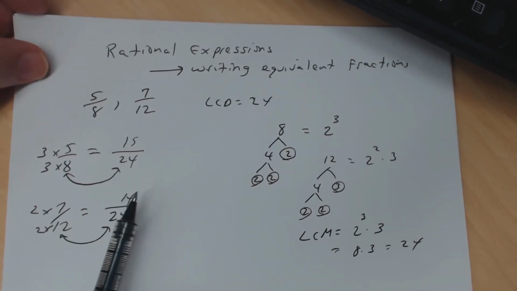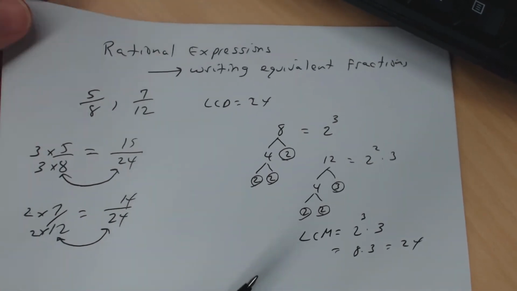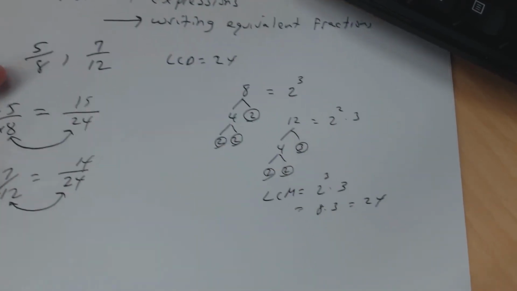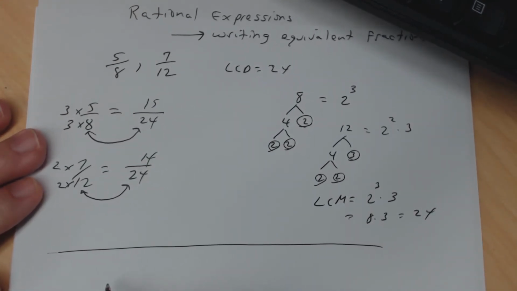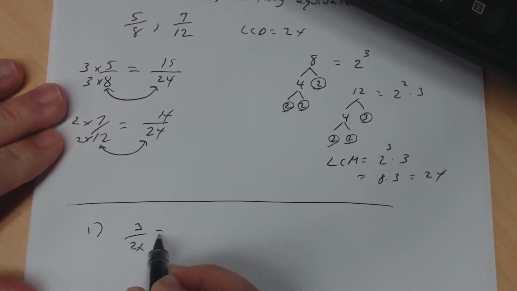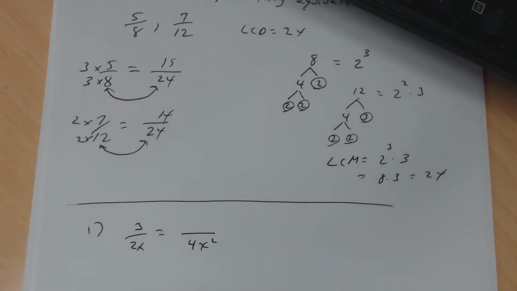Now, two semesters ago, all you dealt with were numbers, no variables at all. Now you're going to look at writing equivalent fractions for rational expressions that contain variables. So let's look at this first example. Let's suppose you had 3 divided by 2x, and the question is, 3 divided by 2x is equivalent to what fraction with a denominator of 4x squared? So that's the question: 3 divided by 2x is equivalent to what fraction with a denominator 4x squared?